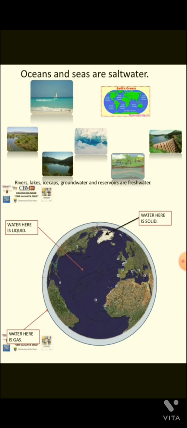So the water here is formed in the solid form, that is ice in the form of ice caps. Here it is in solid form. And water in the mid area, that is in the oceans, is in the liquid form. And water in the atmosphere, that you can see outside the earth's surface, is in the form of gas or vapor.